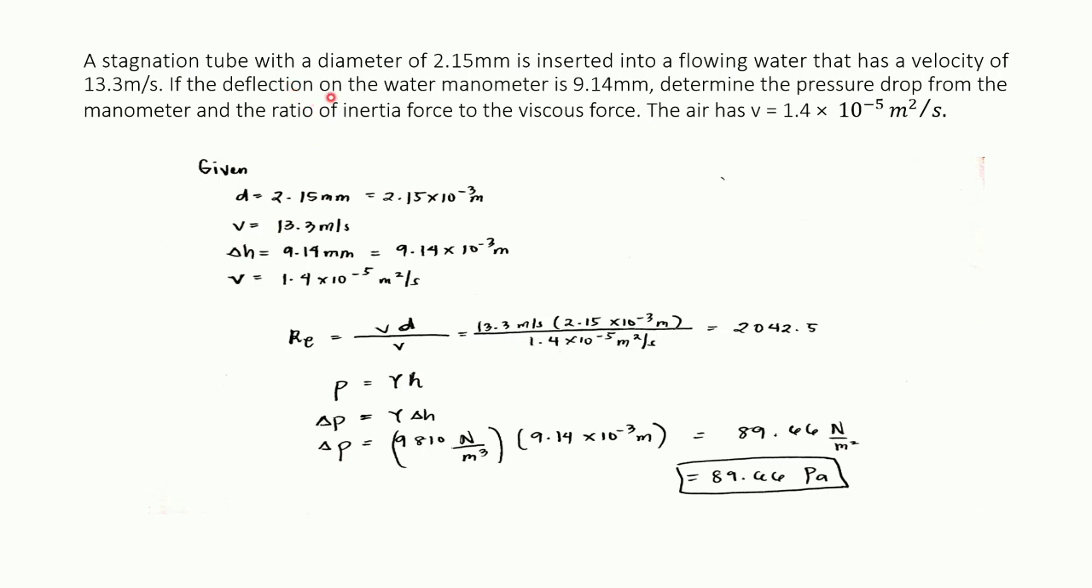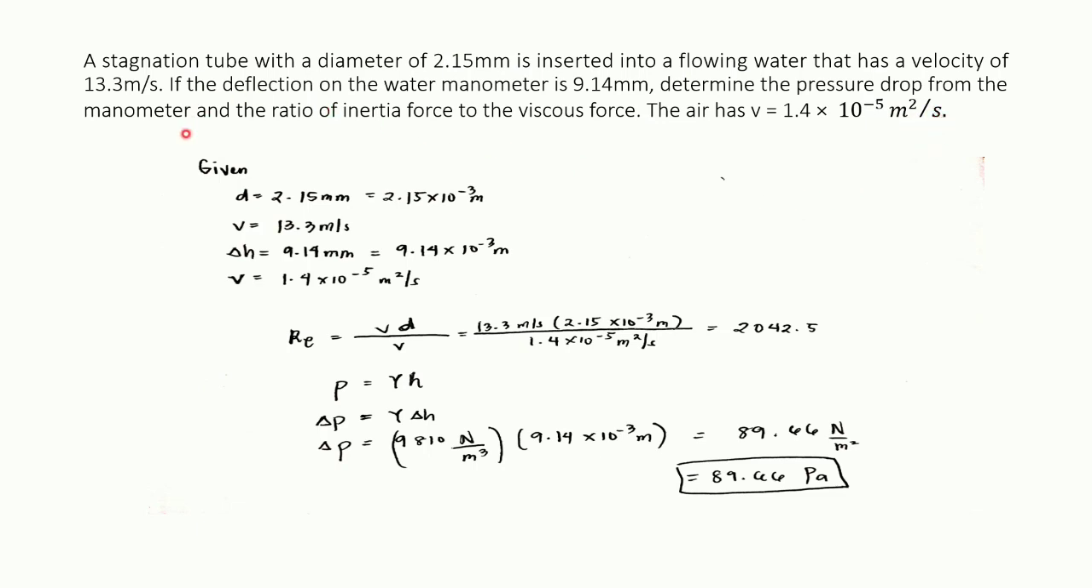A stagnation tube with a diameter of 2.15 millimeter is inserted into a flowing water that has a velocity of 13.3 meter per second. If the deflection on the water manometer is 9.14 millimeter, determine the pressure drop from the manometer and the ratio of inertia force to the viscous force. The air has a kinematic viscosity of 1.4 times 10 raised to the power of -5 square meter per second.